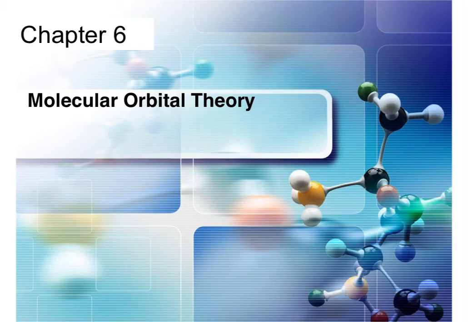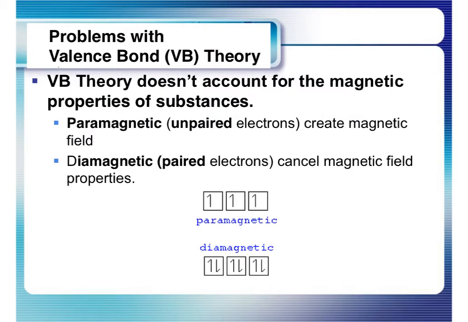This is a lecture about molecular orbital theory. Molecular orbital theory and valence bond theory. Now, valence bond theory uses hybridization of atomic orbitals to explain bonding and formation of molecules, and it's an alternative to the molecular orbital theory.